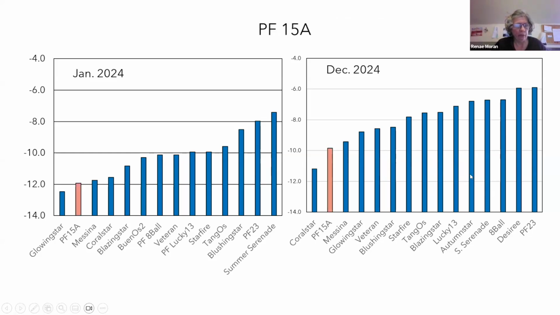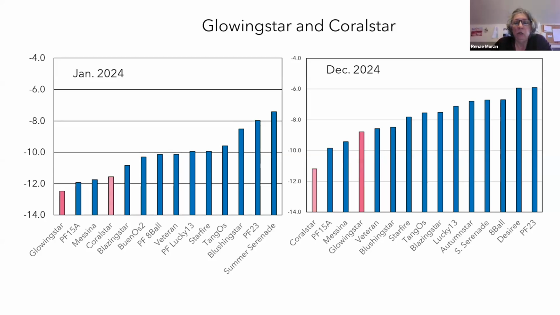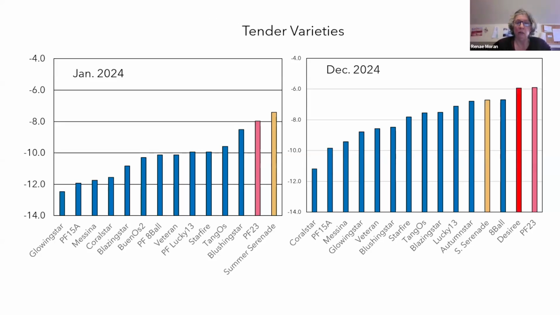So let's look at some of the individual varieties. PF15A was consistently hardy both years, as was Messina. Coral Star and Glowing Star were also consistently hardy in the 2 years. And consistently tender in the 2 years were PF23, Summer Serenade, and Desiree in the year that I measured it.